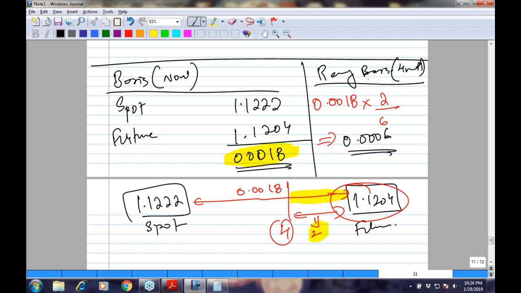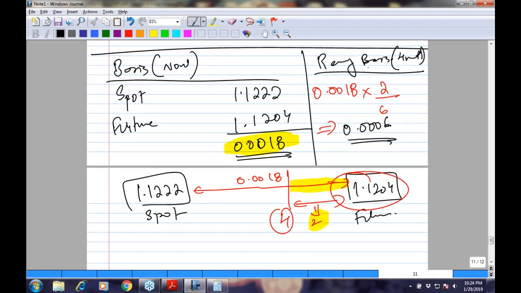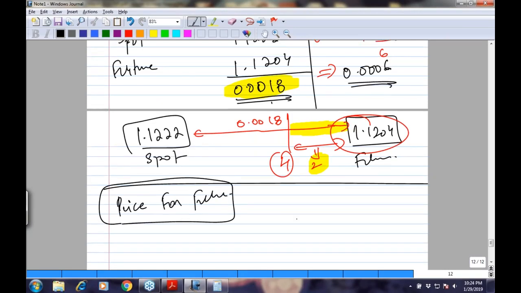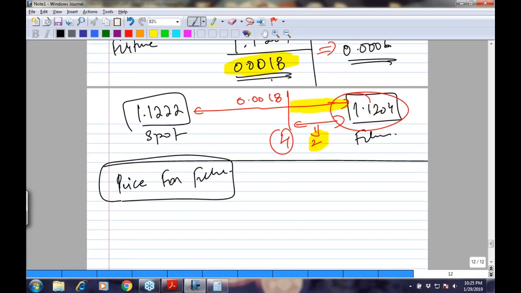And once you have the remaining basis, you would use it to estimate the price of the future contract. So how is the price for the future contract going to be established? This is 1.1204, which is expected to be the price at this date. So the price over here is going to be 1.1210. You deduct the difference of 0.0006.